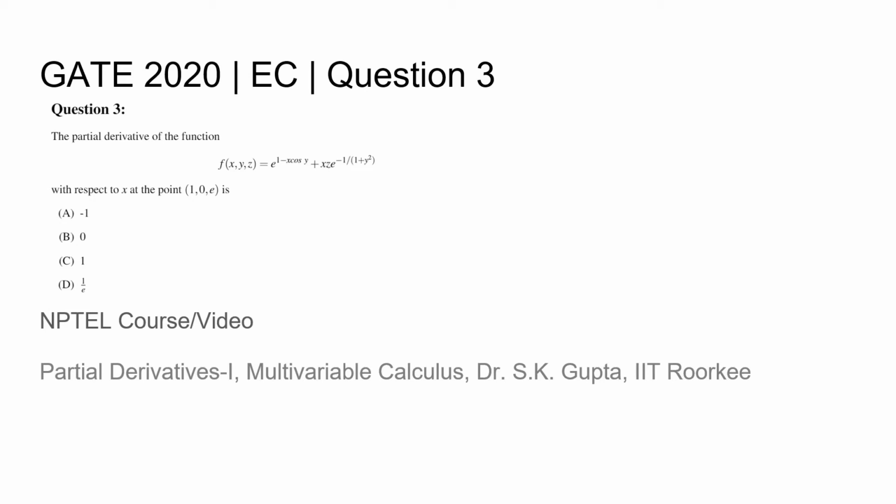This question from GATE 2020 EC paper, question number 3, asks us to find the partial derivative of this function of 3 variables with respect to x at the point (1, 0, e). 1 of course corresponds to x, 0 to y, and e to z. We are asked to find the partial derivative with respect to x.